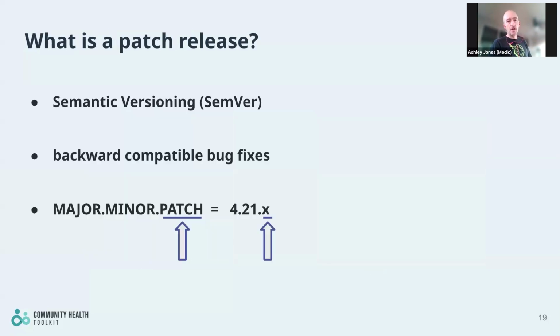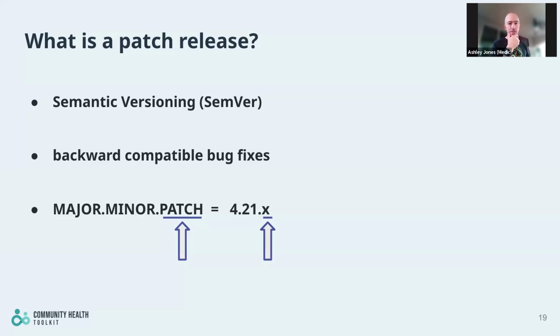I want to briefly touch on what a patch release is and how the versioning works. A lot of software companies, including Medic, use what's called semantic versioning. And this means that each section of the version has a specific meaning. So this last X you see there on the far right is a patch release. And that means that we're releasing a backward compatible bug fix. So whenever you see the third element increment by 1, from 0 to 1 or 1 to 2, then you know it's a patch release and you know there's been a bug fix.